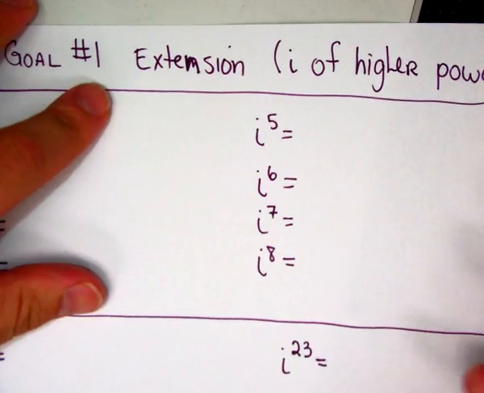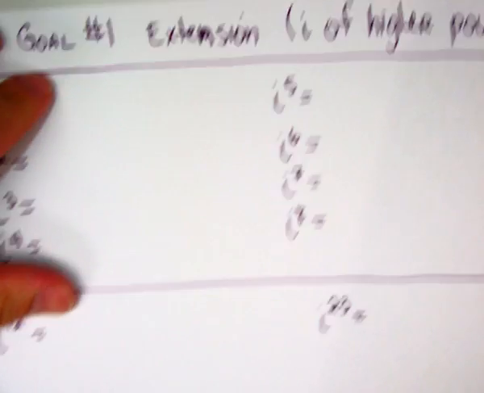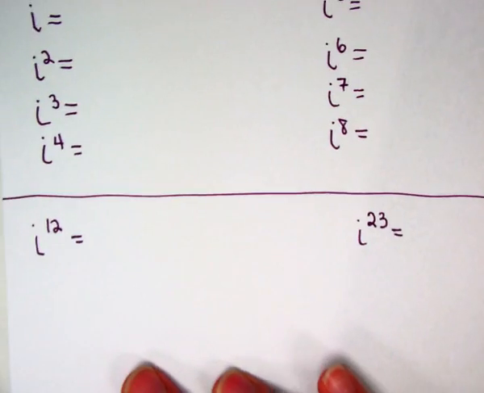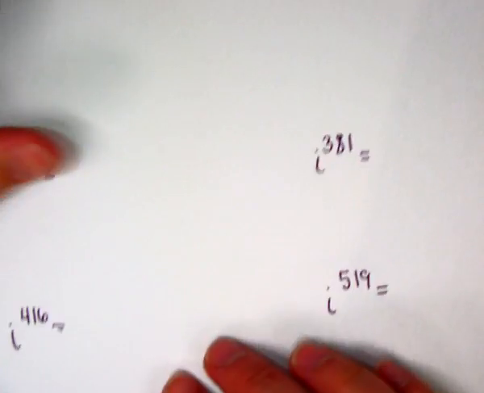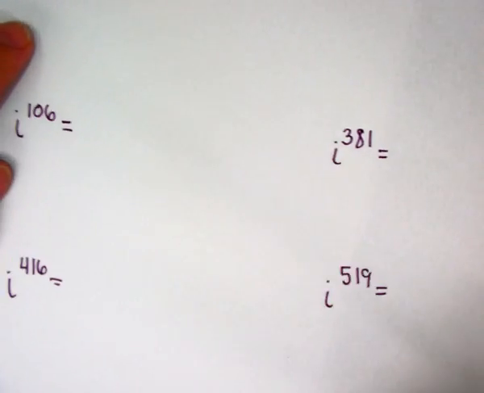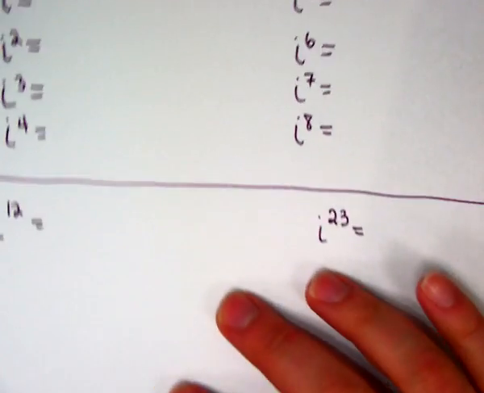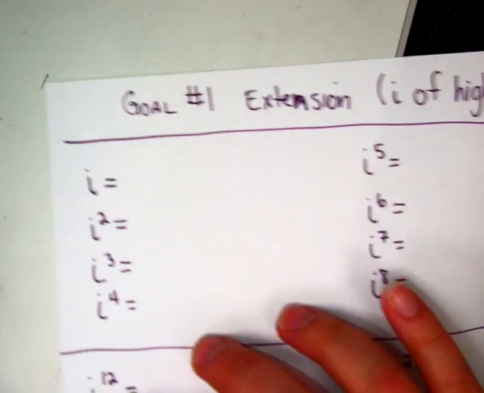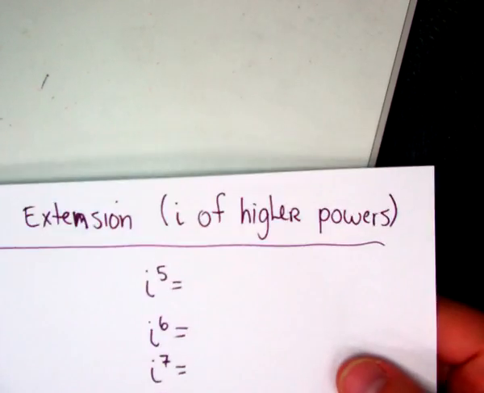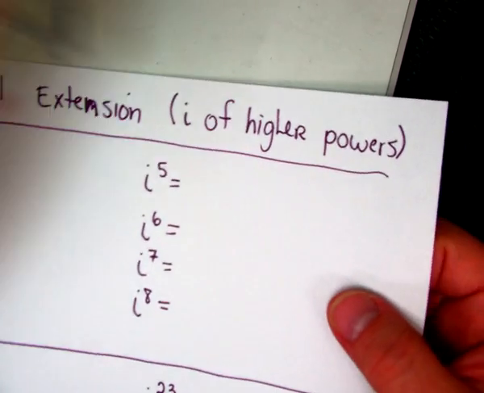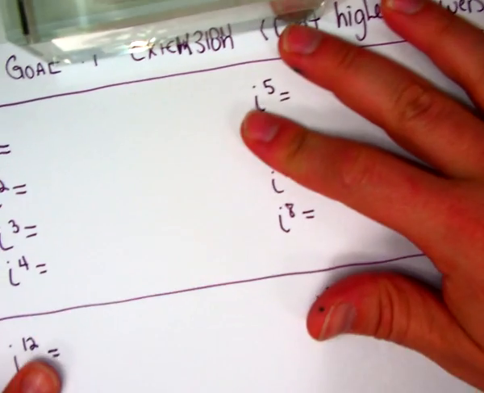This is the extension, which is doing i of higher powers. So we're going to talk through how to do higher powers of i, where we have i to the 416th, 519th, and stuff like that. What we're going to find is that we can use our calculator to do some of the complex values, but there are limitations to what the calculator is capable of doing, so we have to actually figure out a way to do these without the calculator.